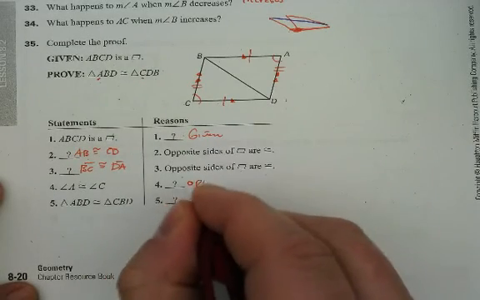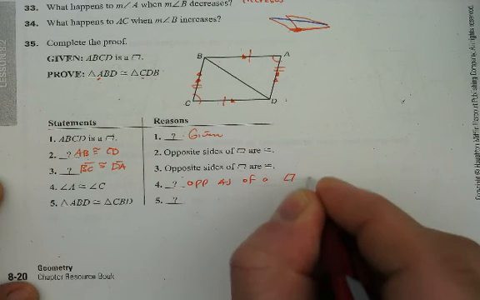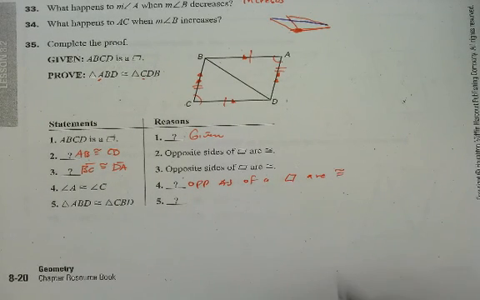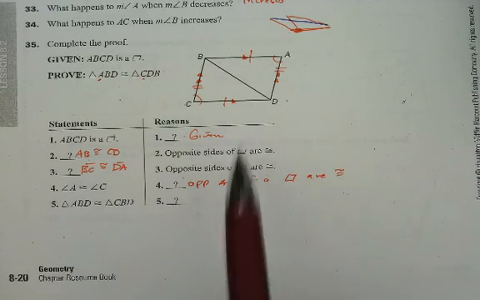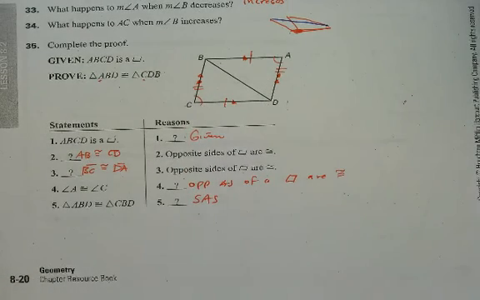Well, we know that because opposite angles of a parallelogram are congruent. We're using the fact that we know it's a parallelogram, so of course the opposite angles are congruent. Why are these triangles congruent? Side angle side.